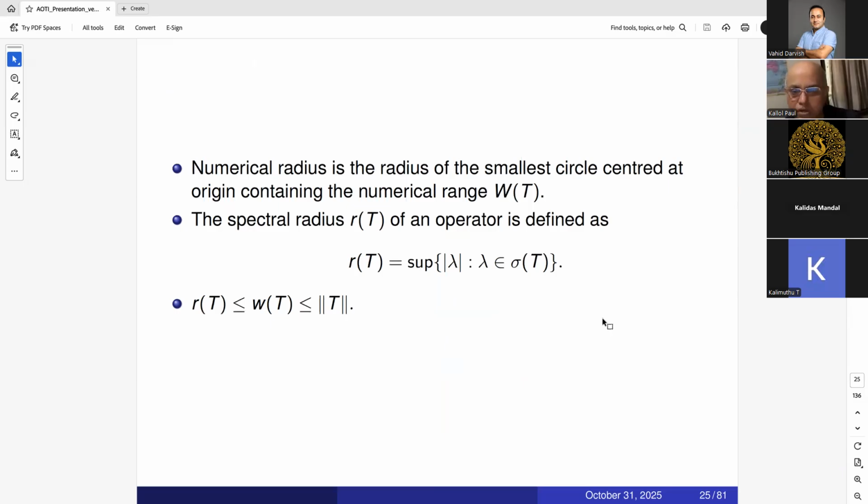Another notion is the spectral radius. Spectral radius is the supremum of modulus lambda, where lambda belongs to sigma(T), the standard notation for the spectrum of an operator. In general, spectral radius is less than or equal to numerical radius, and that is less than or equal to the norm of the operator T. That follows from the Cauchy-Schwarz inequality, that numerical radius will always be less than or equal to the norm of T.